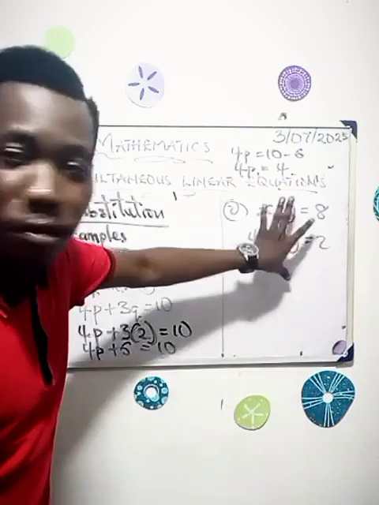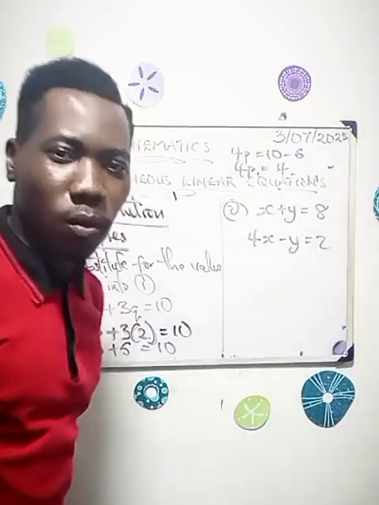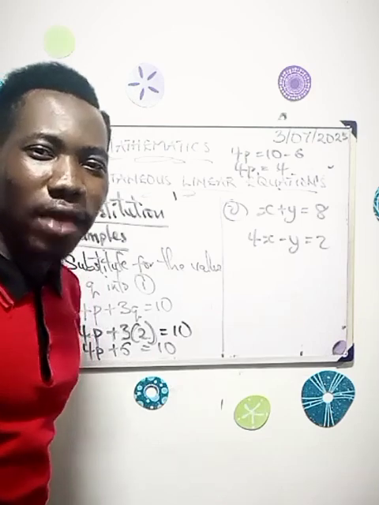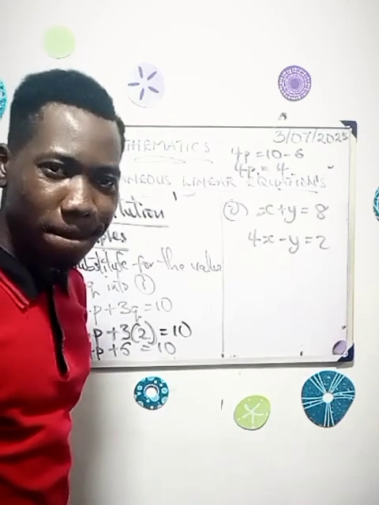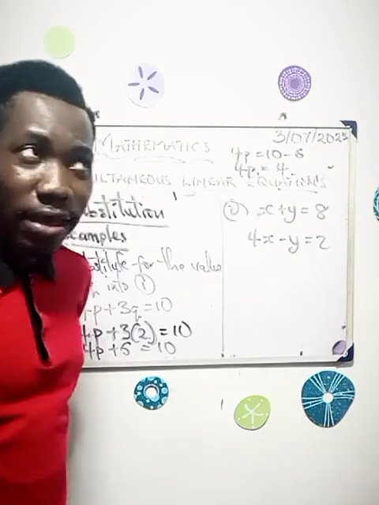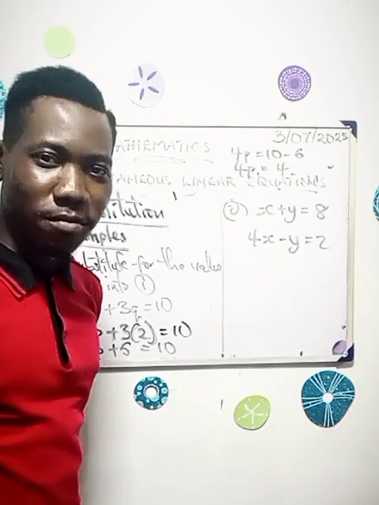So let's try the substitution method on this. Let's solve this. x plus y equals 8, equation 1, and 4x minus y equals 2, equation 2. Find the value of x and the value of y using the substitution method, and then we're going to try the elimination method on this. But let's start with the substitution method.